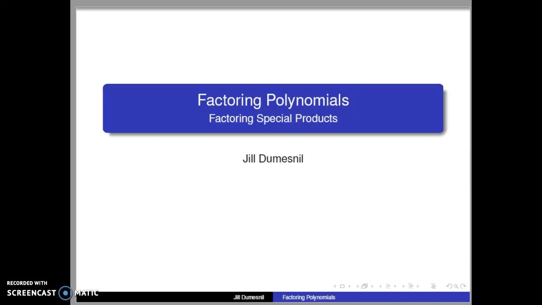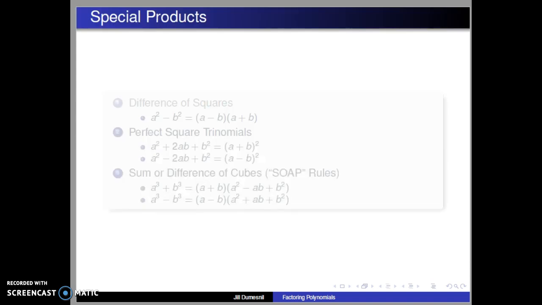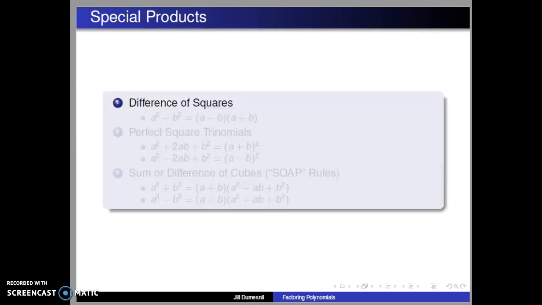When factoring polynomials, it's often helpful to recognize special products. We get the following formulas by multiplication, but they turn out to be useful when factoring. The first formula tells us how to factor a difference of squares. To factor a squared minus b squared, we do a minus b times a plus b.